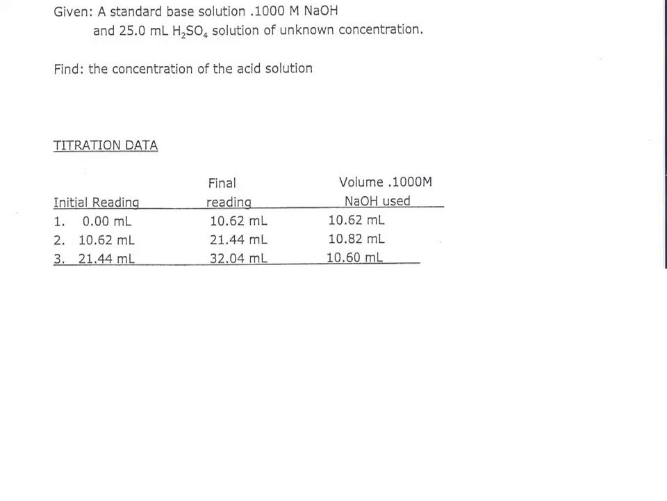I'll go over this one over here since it's not in your textbook. So we have a standard base solution, and we have 25 mL of H2SO4. We don't know its concentration. So this here is going to be our titrand, or our analyte. Titrand or analyte, we don't know its concentration. We want to figure out what the concentration is.